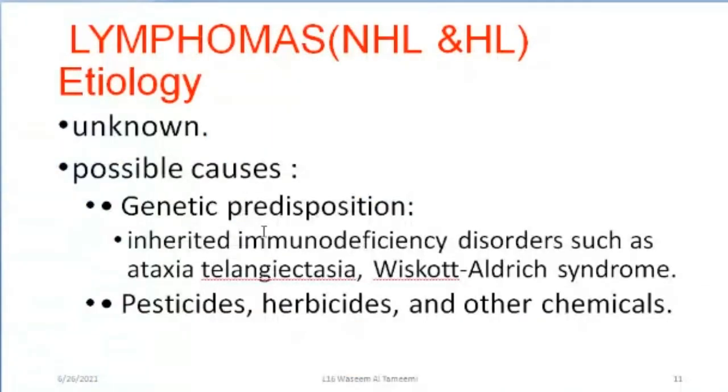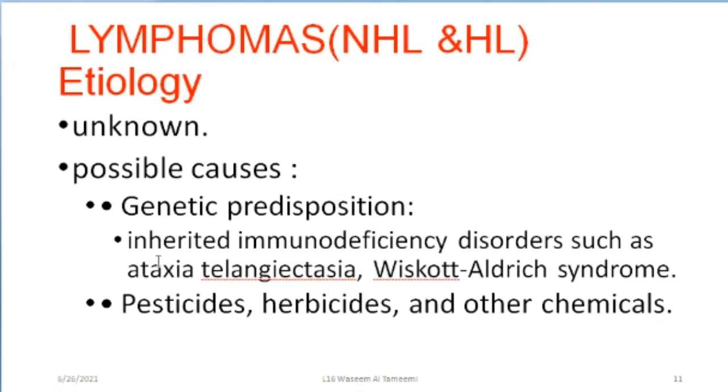Etiology. For both Hodgkin and non-Hodgkin lymphoma, the etiology, as with all malignancy, is still unknown, definitely. But there are possible causes that are proven to have a cause-effect relationship in some examples of lymphoma. يعني مو كلهن لكن شفنا اكو clinical report بأنه this type of lymphoma is associated with this etiological factor. هنأخذ example. Possible causes include genetic predisposition. It is due to inherited immune deficiency disorders like ataxia telangiectasia and Wiskott-Aldrich syndrome. These are congenital immune deficiency disorders associated with the highest risk of development of non-Hodgkin lymphoma.